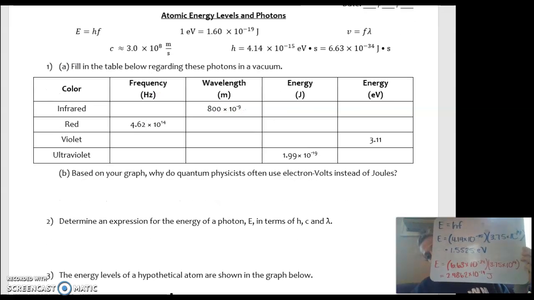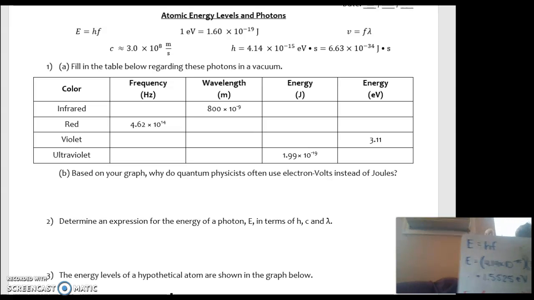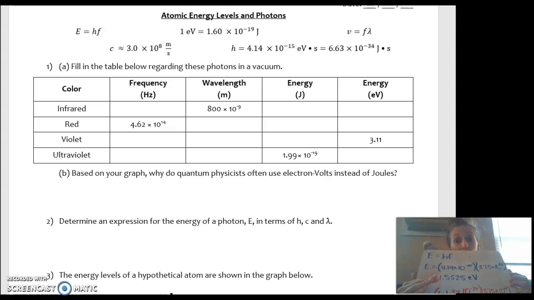Using our equation, E equals Planck's constant times the frequency. When we use Planck's constant in electron volt seconds, we get about 1.55 electron volts. And when we use Planck's constant in joule seconds, we get a very different number, 2.5-ish times 10 to the negative 19th joules. So I want you guys to try the rest of this on your own on the assignment that I posted.